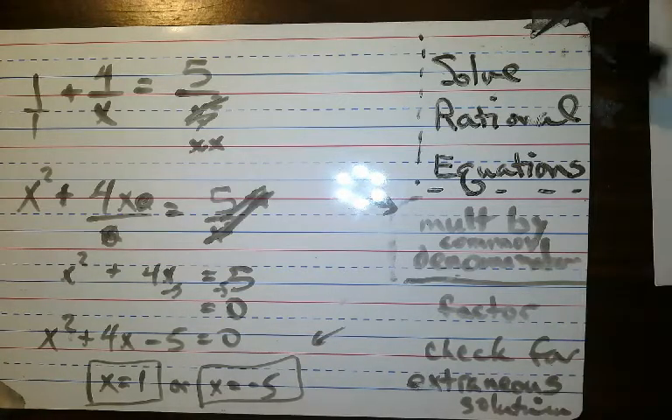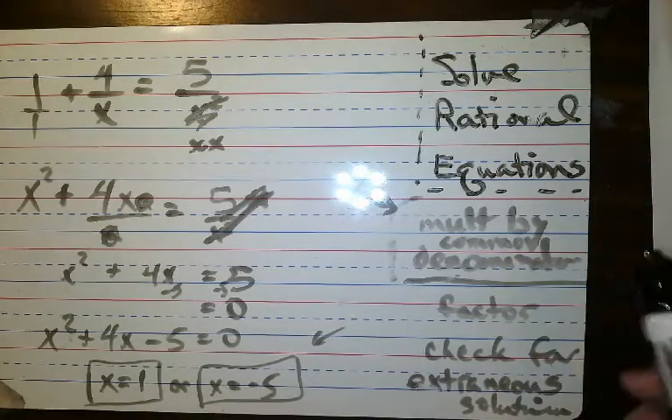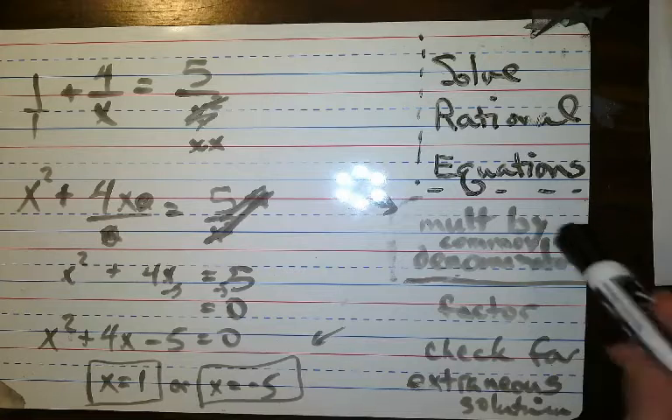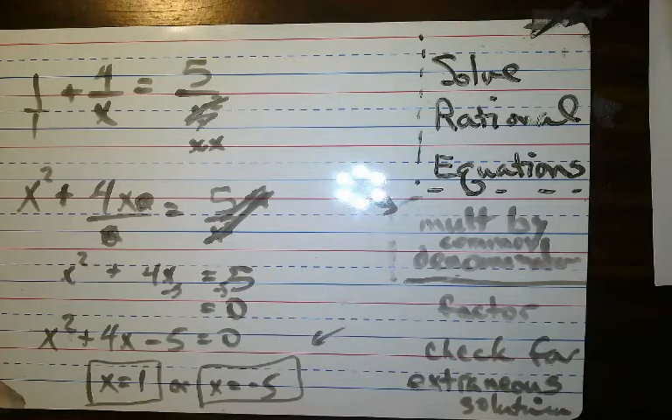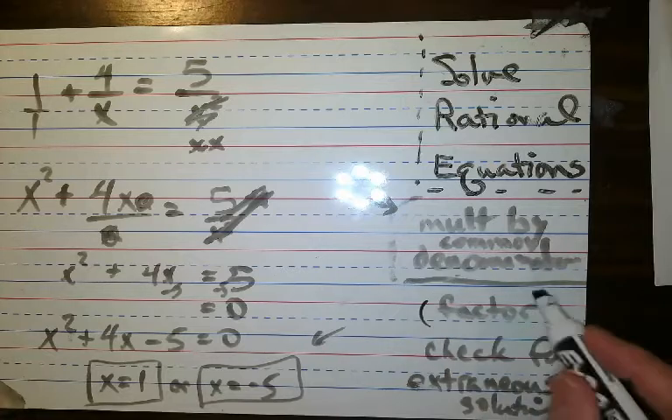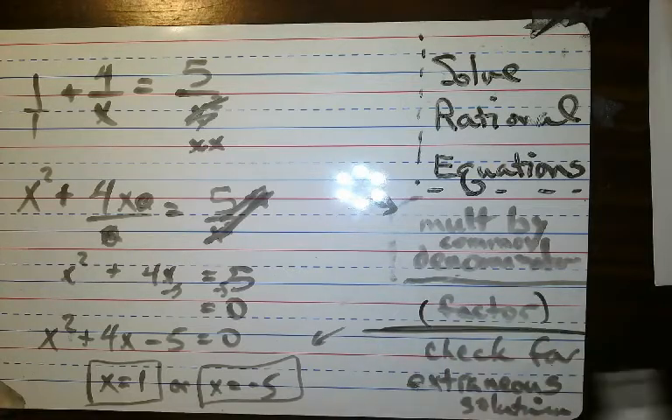So what are we doing today? Solving rational equations. And how do we do it? We multiply by whatever the common denominator is. And how do we find that? Well, we have to factor. And when we're done, we must check for extraneous solutions.